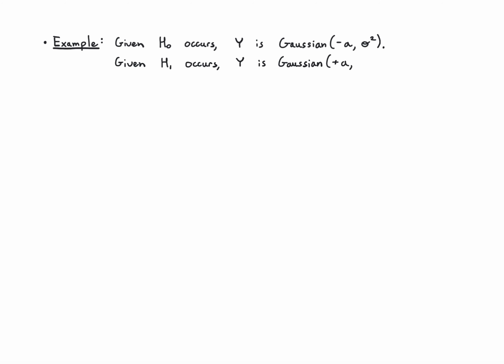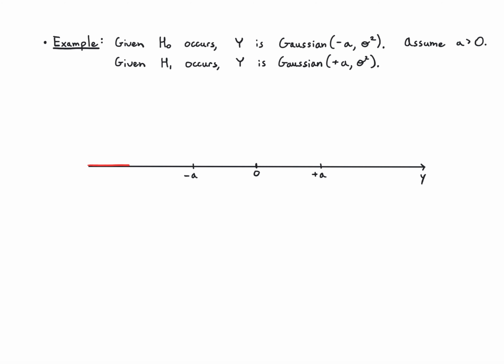Okay, so it's symmetric about 0. It's either minus a or plus a. It has the same variance sigma squared. I'm going to assume that a is positive. You could have generic means, mu1 and mu0, but that would just overcomplicate the notation. This captures most of the intuition.